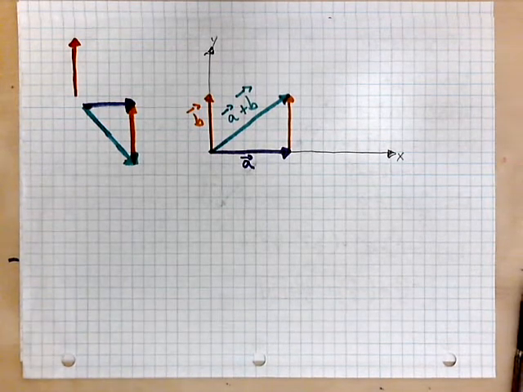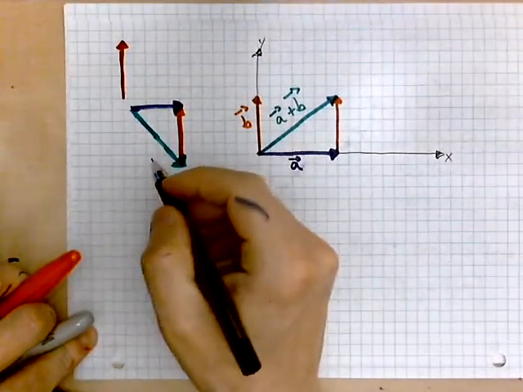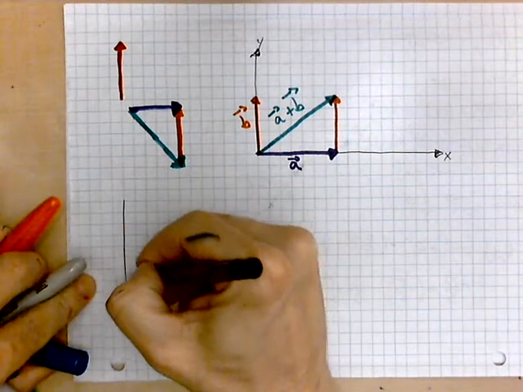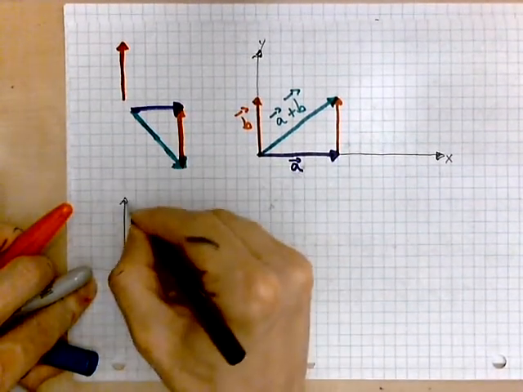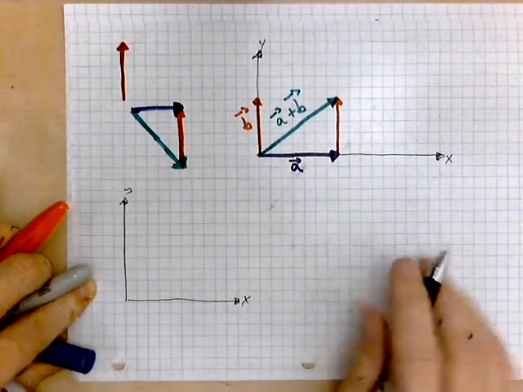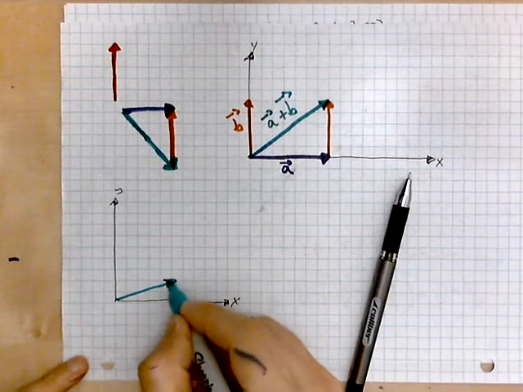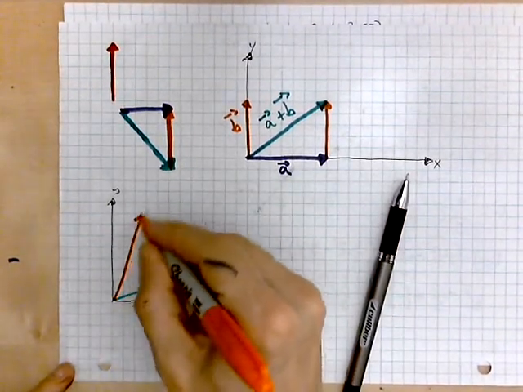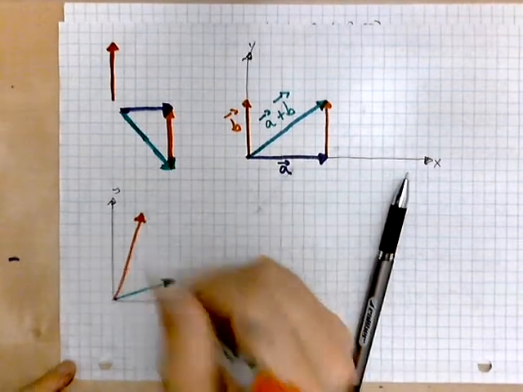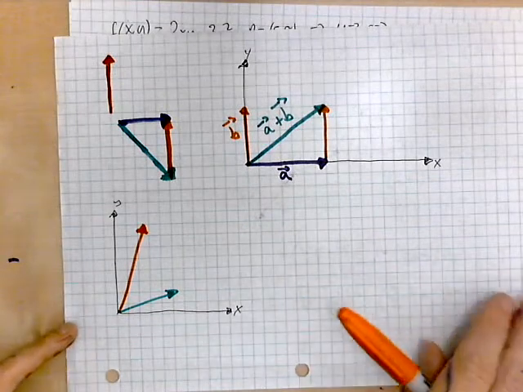Let's try another example within a coordinate system. So once again, we have an x-axis and a y-axis. Say this time we have vectors that look like this. There's this one here, and then there's this one here. And we want to add these pictorially, using the parallelogram law for vector addition.